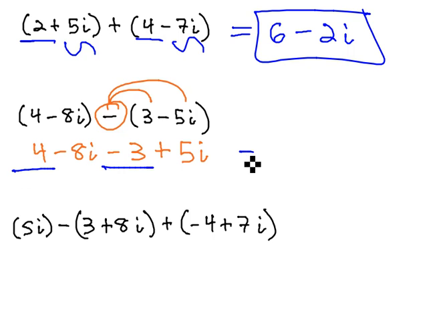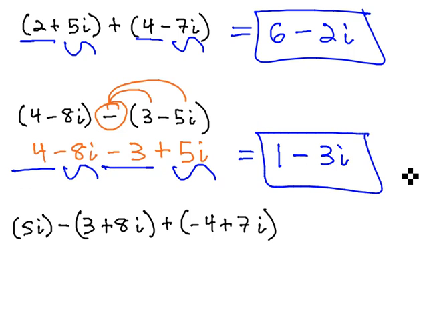4 minus 3 is 1, and negative 8i plus 5i is negative 3i. And we get our difference of 1 minus 3i, simply combining like terms after distributing any negatives through.